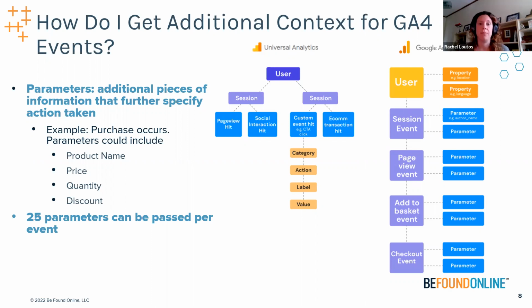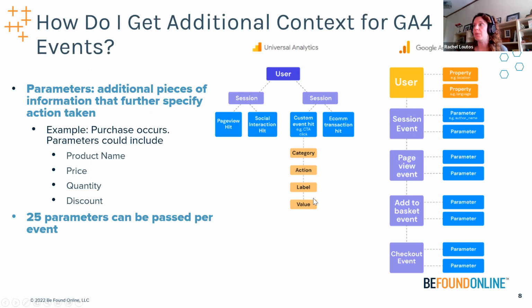So let's take the example of a purchase event. A purchase event fires when someone completes a transaction on your site. And in GA4, we would only see that a purchase event happened. We would just see purchase, right? We would get no other context without the use of parameters. But with parameters, you can get additional information like products purchased or price or quantity, or if there was a discount or coupon used. All of those pieces of information can be collected in GA4 through the use of parameters. And what's awesome is that Google and GA4 actually allows you to pass 25 parameters per event.